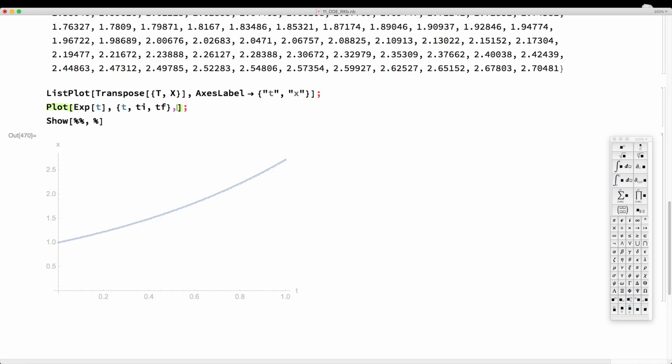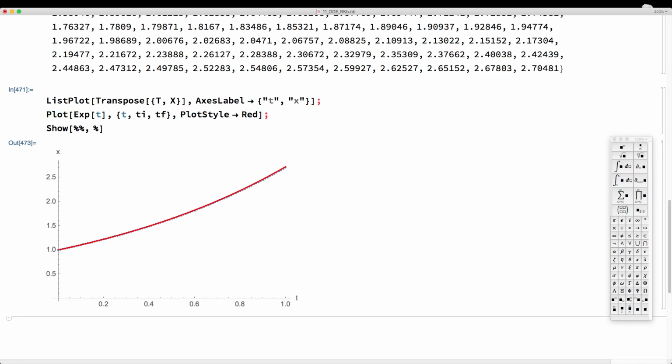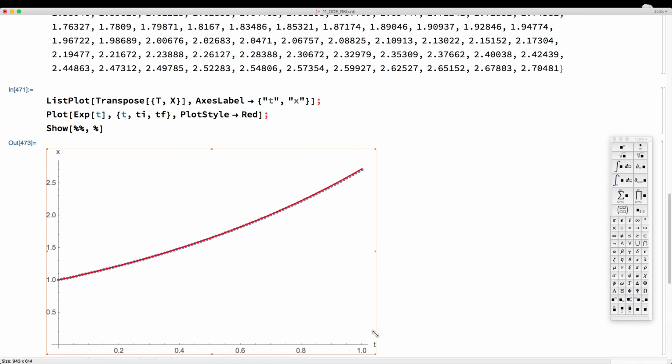Let's change the color of this one. Let's do it red. Okay, and now we see the exact solution is given by this red line, and the numerical solution from Euler's method is given by these blue dots. And we see that the accuracy is reasonably good for a first order method, but it starts to drift away as time goes by.